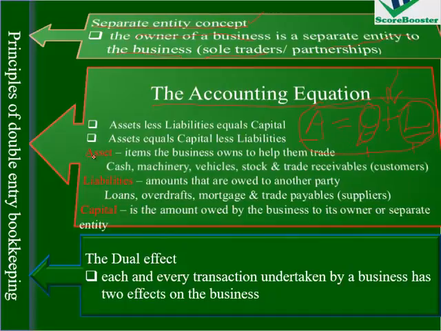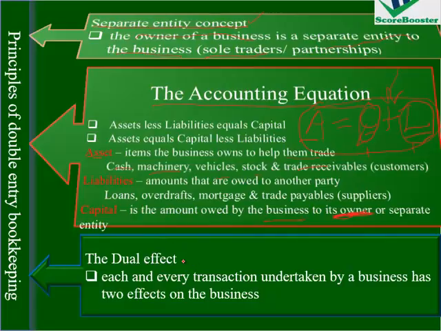Asset can be defined as an item the business owns to help it trade. It can be cash, machinery, vehicle, stock, trade receivable, and so on. Liability is an amount owed to another party: loan, overdraft, mortgage, trade payable, and so on. Capital is the amount owed by the business to its owner. Please take note, the money not owed to a third party is what the business owes to the owner. That is the owner's contribution.